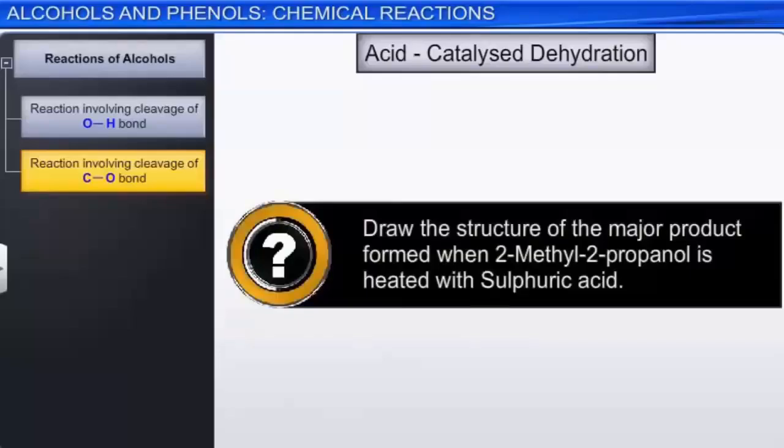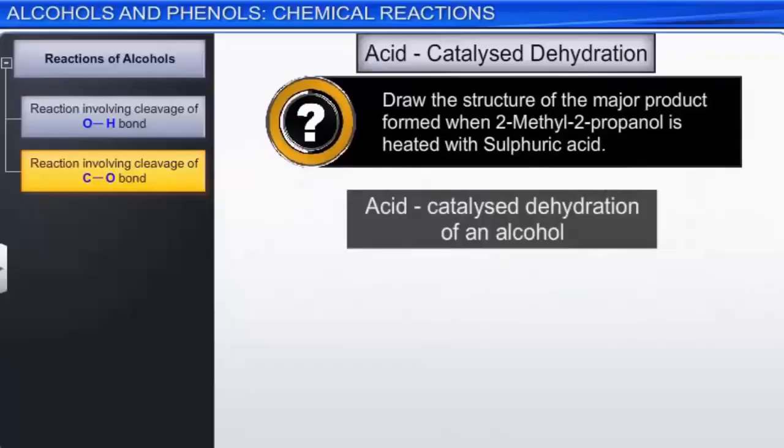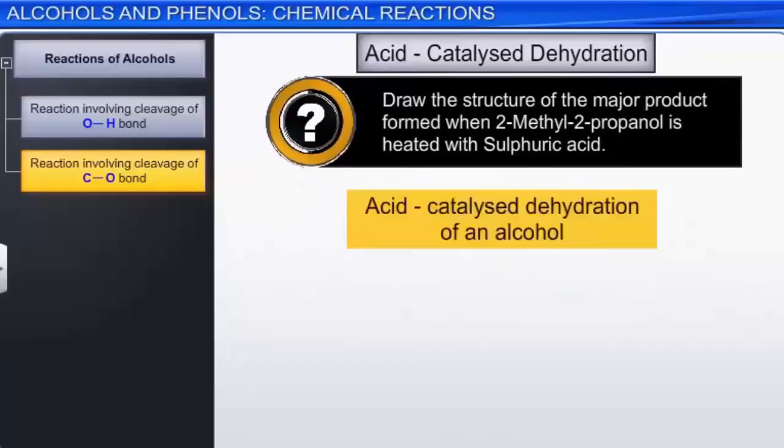Here is a problem for you to try. Draw the structure of the major product formed when 2-methyl-2-propanol is heated with sulfuric acid. You should recognize these conditions as acid-catalyzed dehydration of an alcohol.